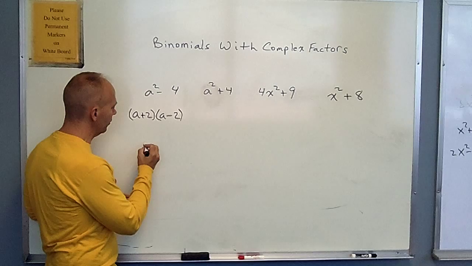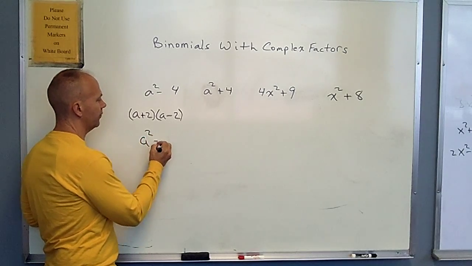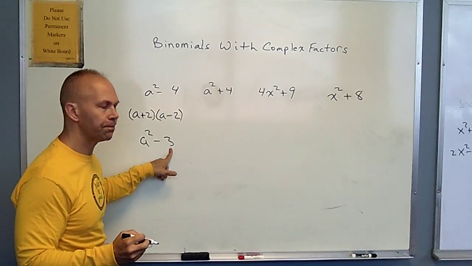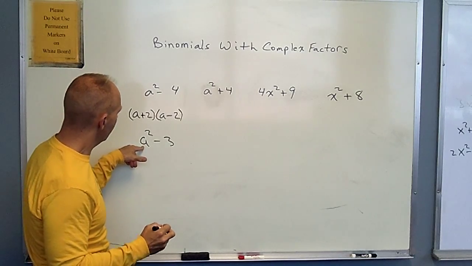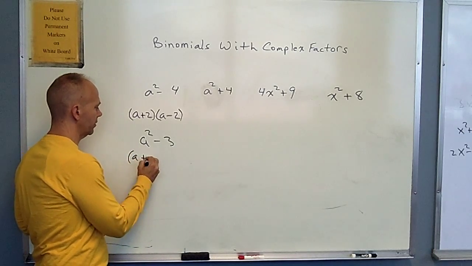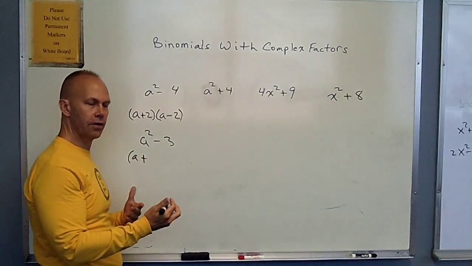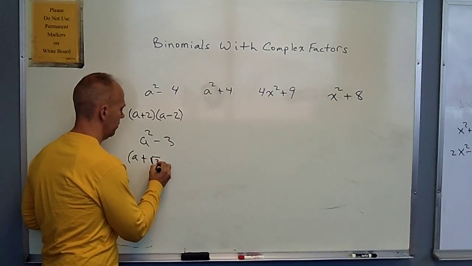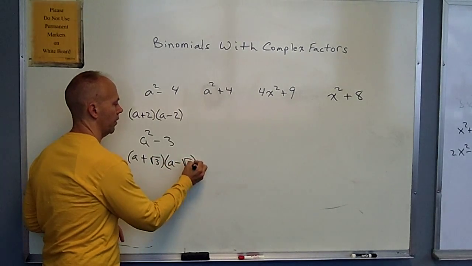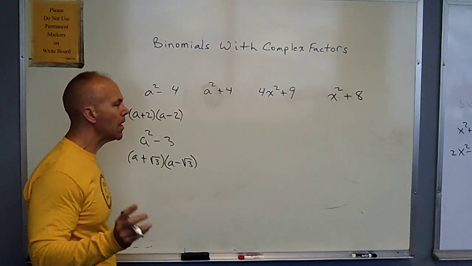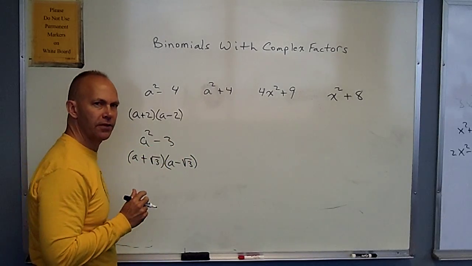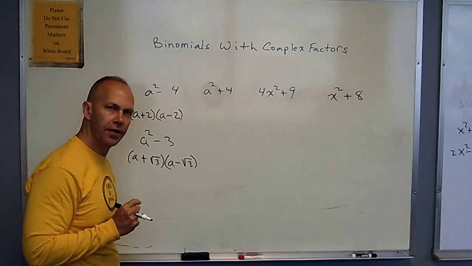And in fact, we learned how to factor a difference of squares where the second number was not a perfect square. This I could look at as a plus, well, what number squared is 3? Well, radical 3. So a plus radical 3, a minus radical 3. All right.